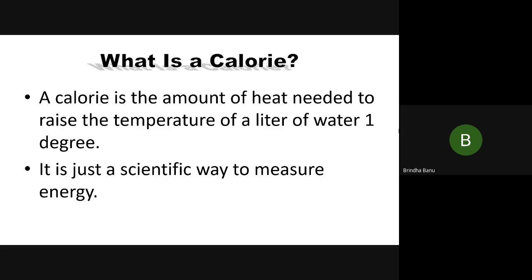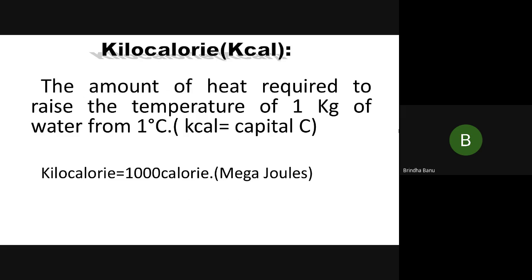With the rise of the temperature, we can calculate how much amount of heat is liberated, so that with that we can calculate the calorie. So it is just a scientific way to measure the energy. So what is kilocalorie means? It is of course in 1 kg, means we convert like in water. So the amount of heat required to rise the temperature of 1 kg of water from 1 degree, we say it is kilocalorie. So kilocalorie is 1,000 calories, also called as megajoules.